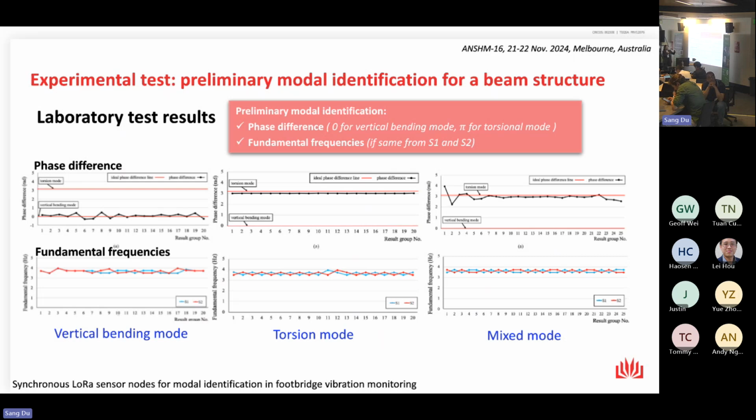And here is the phase difference. This is the phase difference of S1 and S2. And here is the fundamental frequency. This is the identification line for the torsion mode, and this is for the vertical mode. This is pi, and this is 0. So we can say that using this simple method, we can identify a torsion mode from a vertical bending mode.